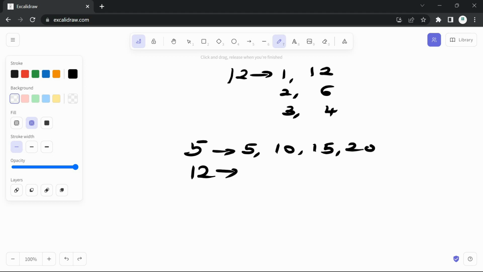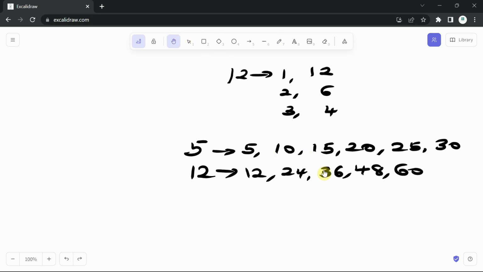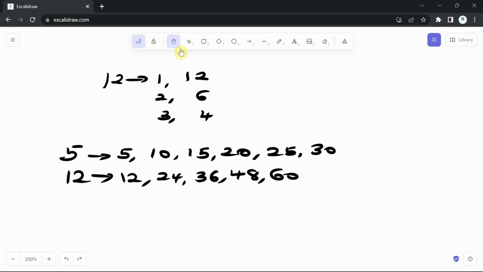So 5, 20, let me say 25, let me say 30, right? Let me also list out the multiples of 12. So that will be 12 times 1, times 2, times 3, times 4, which is 48, times 5, which is 60, right? So if you look at it, have I found a match between these two? No, I've not found a match, so I'll keep on moving.